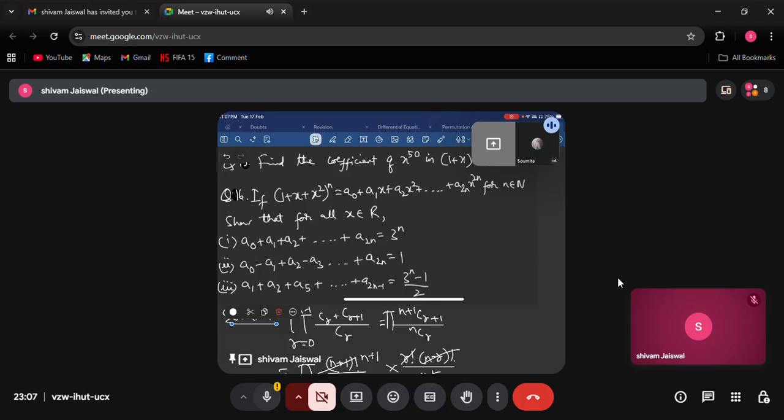Okay, should I start? What happened with 16 part 1? Sir, one second, sending altogether. How will you get A0 plus A1 plus A2 plus up to A2n? How will you get the sum of all the coefficients? What should we substitute in place of x? X equals 1. Correct. Substitute and send. It is very easy. It's all about substitution. Nothing else.